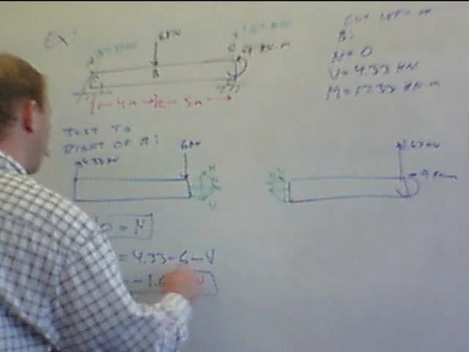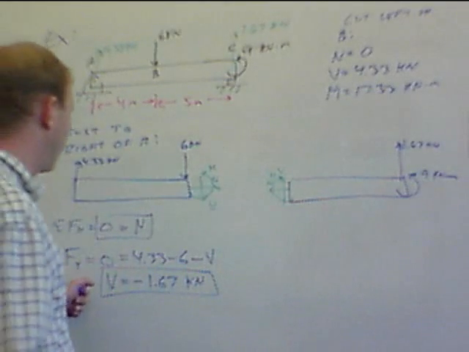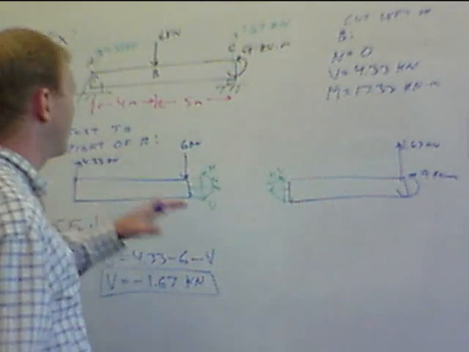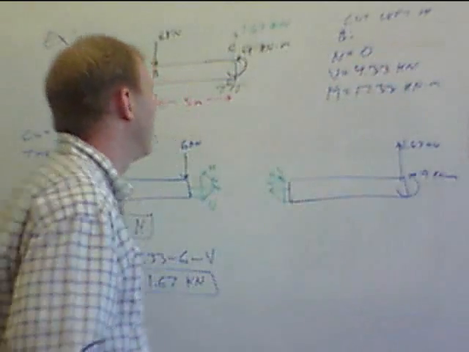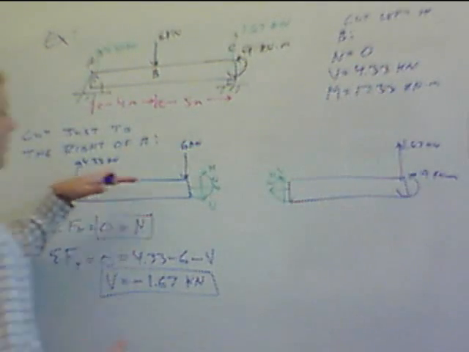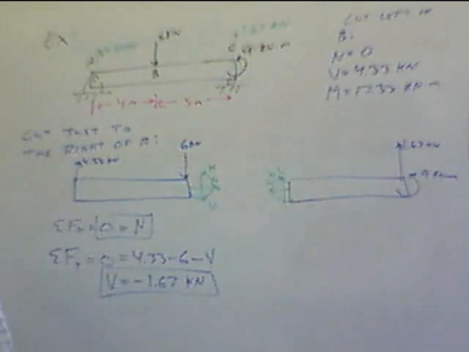kilonewtons. Notice we are getting a different answer when we cut just to the right of B than we did when we cut to the left. What I say is we're going to get the same results when we look at this piece and this piece, and V and M are going to end up the same.